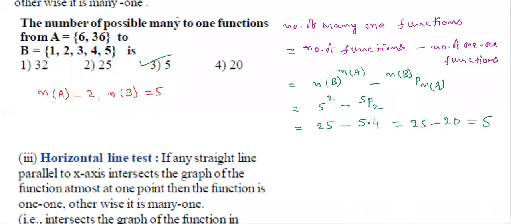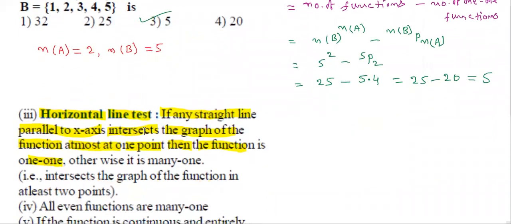Now graphically, we can say this is the horizontal line test. If any straight line parallel to the x-axis, draw the parallel to the x-axis, wherever the curve is there, intersects the graph of the function at most one point, maximum one point, then the function is one-one. Otherwise, it is many-one.